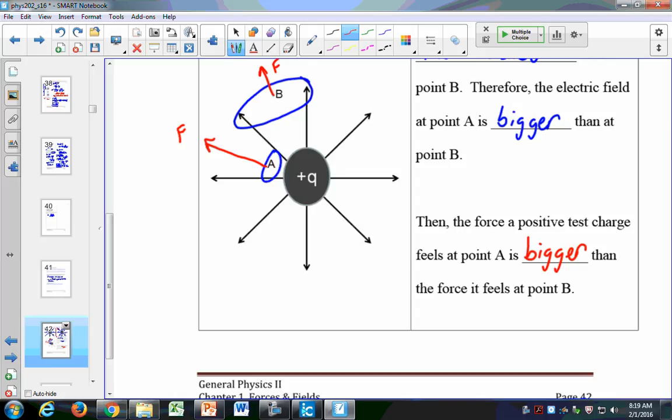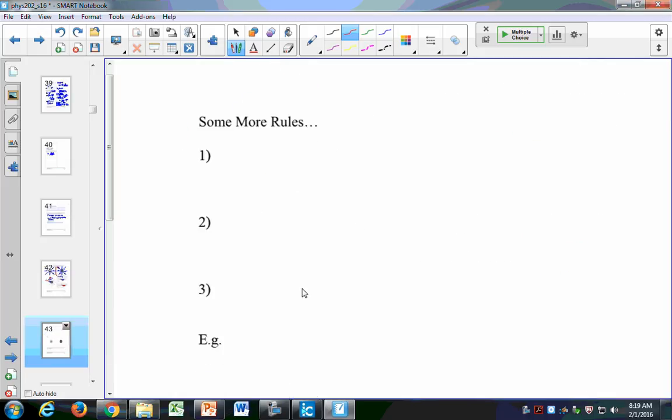Then we can draw some charge configurations. You're not going to have this in your free response, most likely, but you will see some multiple choice questions about charge configurations and just being able to interpret them. So we have some more rules for the lines for groups of charges.